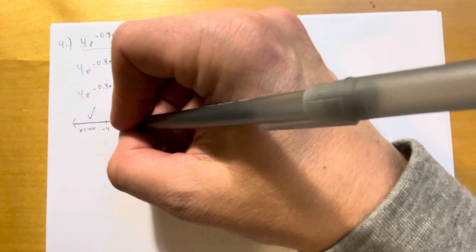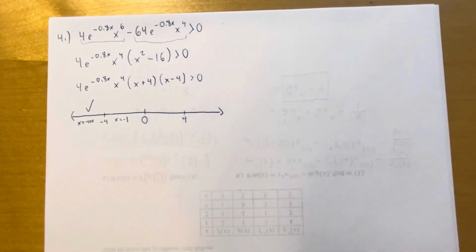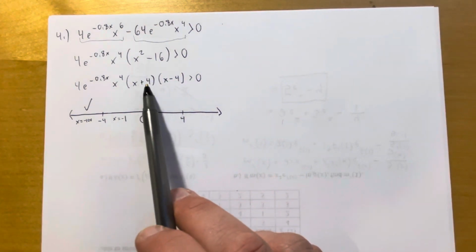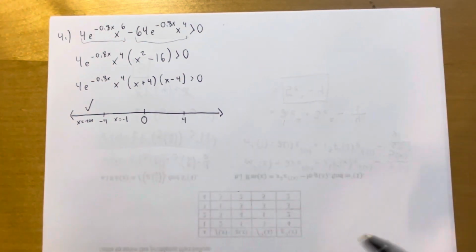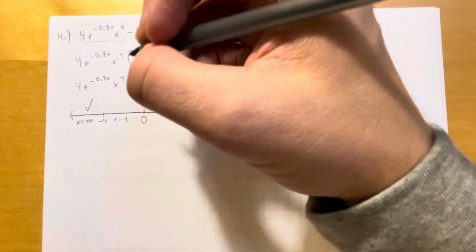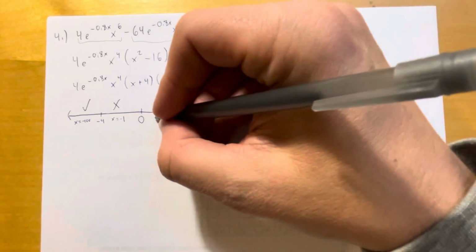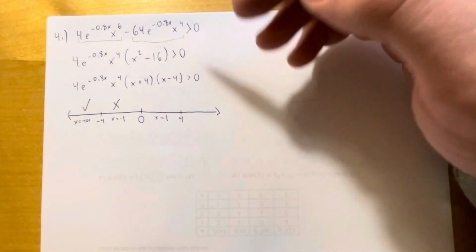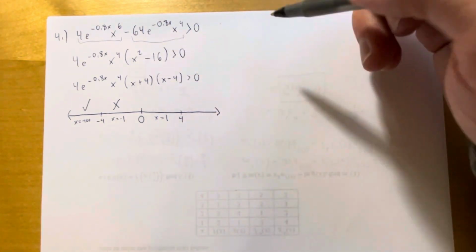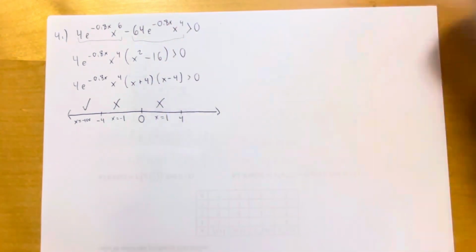Pick a test value in here. Say x equals negative 1. Remember, all this stuff out here will be positive no matter what. So when I plug a negative 1 into these two terms, I'll get a positive number here, but a negative number there. That positive times negative is negative, which is not what we want. Now, between 0 and 4, I pick a test point, x equals 1, for example. 1 plus 4 is 5, that's positive. 1 minus 4 is negative. So I have, again, positive times negative, not what we want.